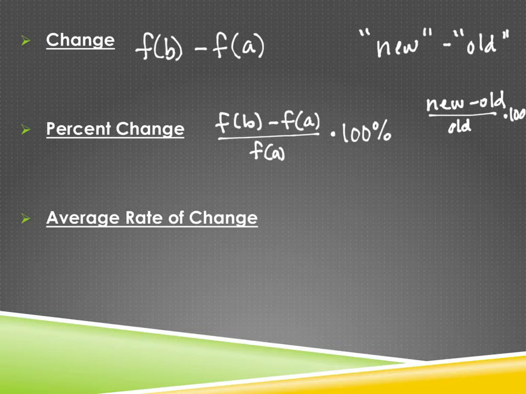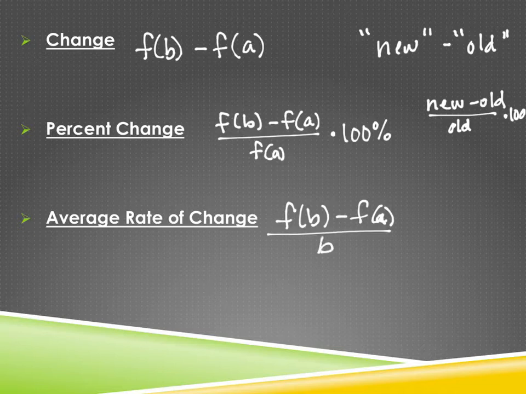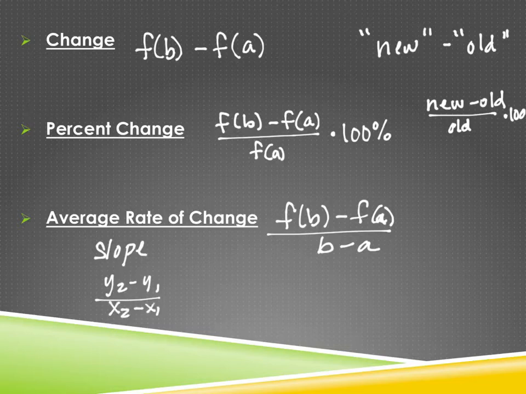Average rate of change is one you've seen before. F of b minus f of a, over b minus a. What is that? Martin? It's slope. This is just slope. It's y2 minus y1 over x2 minus x1. It's just another way of expressing slope. Yeah, good observation.